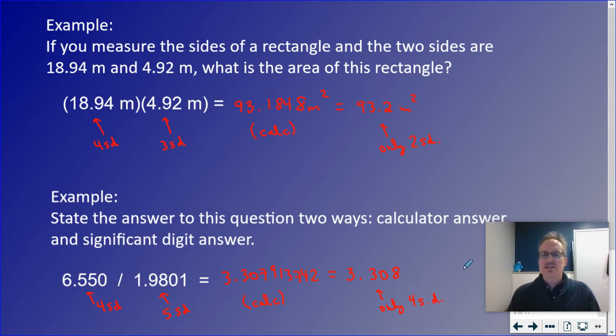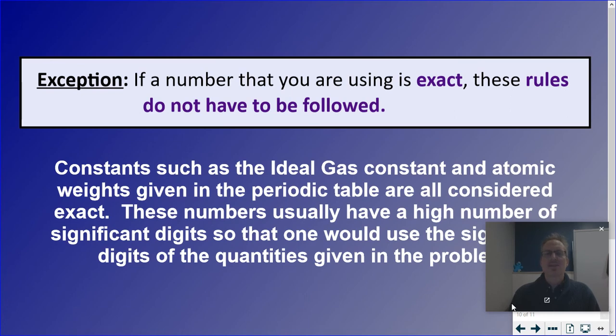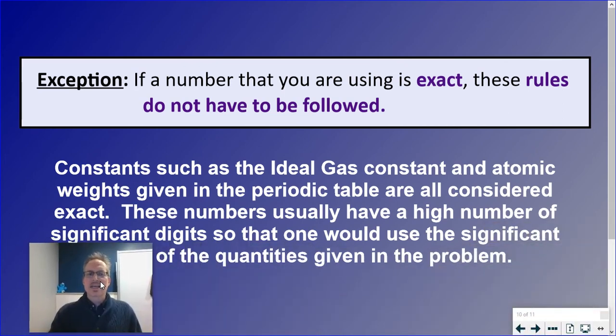So the rule of this is very simple. If you're adding and subtracting, it's least number of decimal places. If you're multiplying and dividing, it's least number of significant digits. There is an additional rule, and that additional rule says if the number you're using is an exact number, you do not follow these rules. So things like constants, the ideal gas constant, or the atomic weights given in the periodic table. These numbers tend to be actually very large for significant digits. So you would just follow the rules that you already have in the problem that we're going to answer.